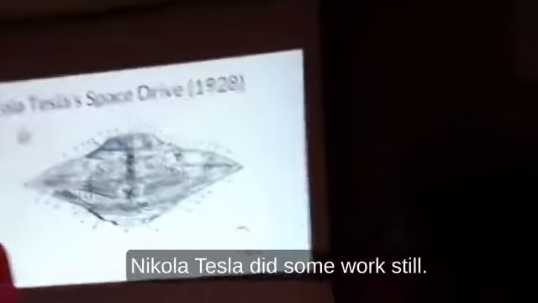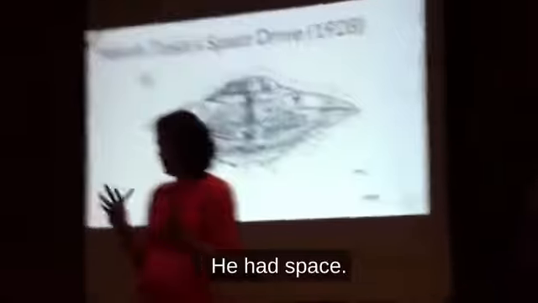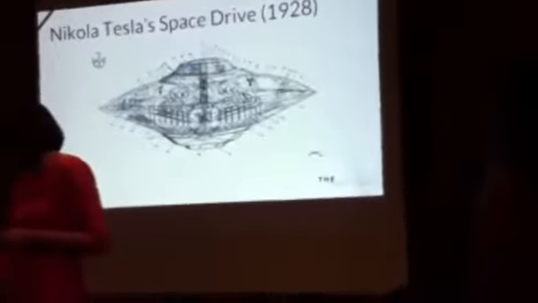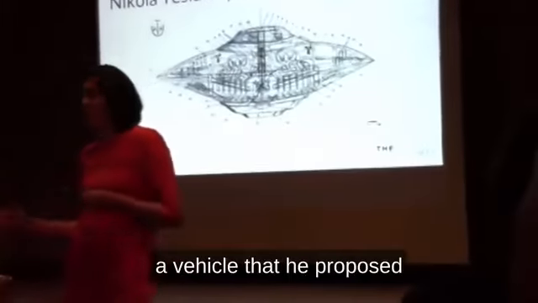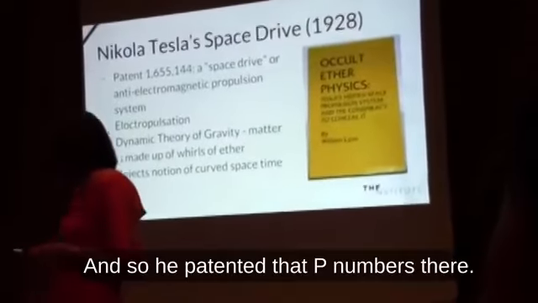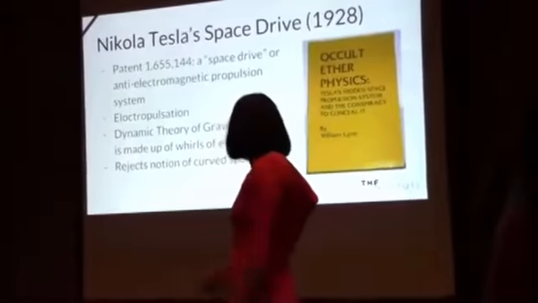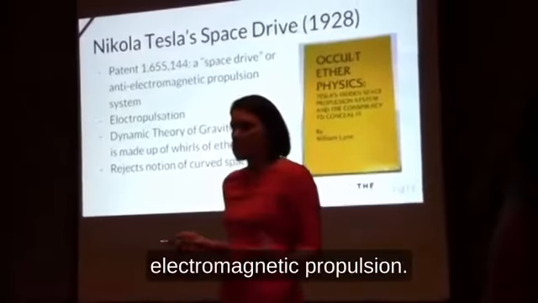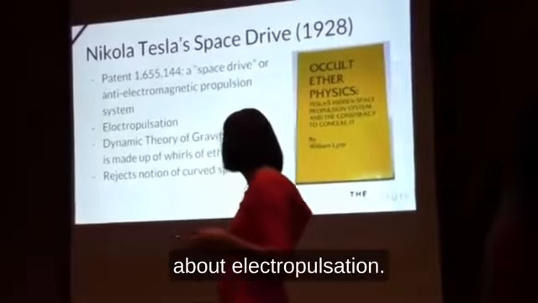And of course, Nikola Tesla did a lot of work too, and he had what he called the space drive. This is one of his sketches of a vehicle that he proposed putting his space drive into. He patented that, patent numbers there. He called it anti-electromagnetic propulsion, and he talked a lot about electropulsation.